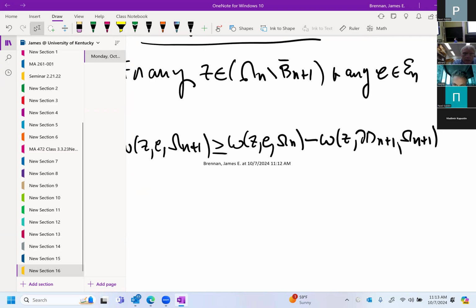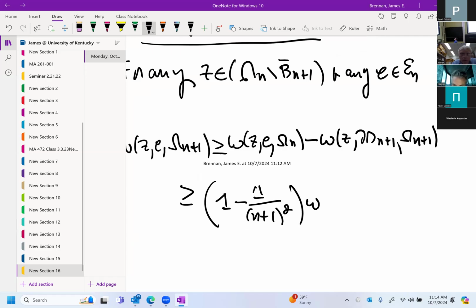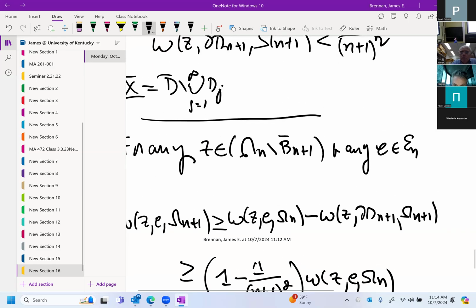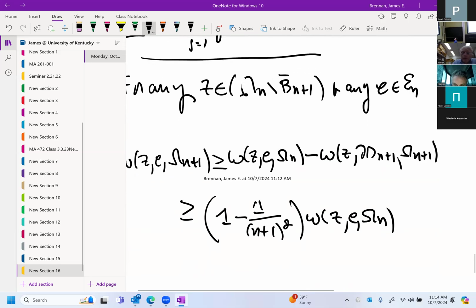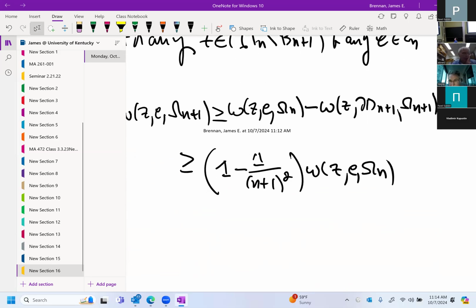Now, this thing is bigger than or equal to 1 minus 1 over (n+1) squared times the harmonic measure of Z, E, Omega_n. And this part here follows from this, call it star, I guess. It follows from that. So now you can keep going.